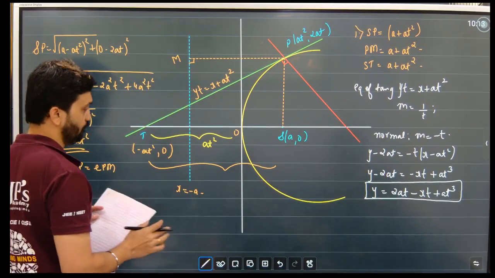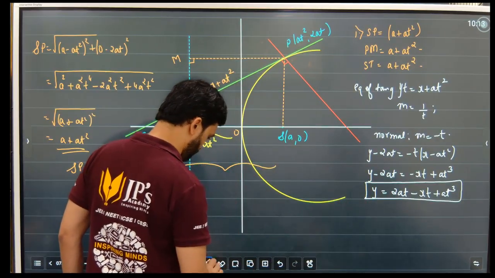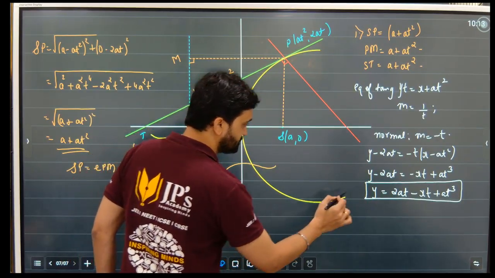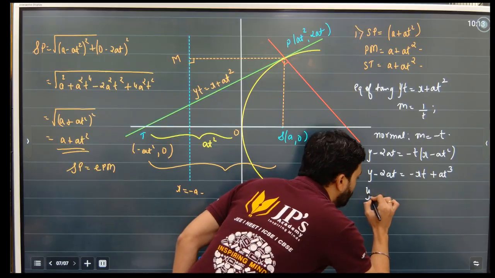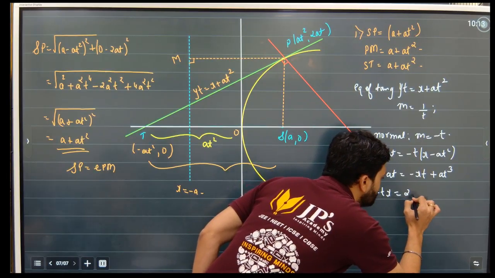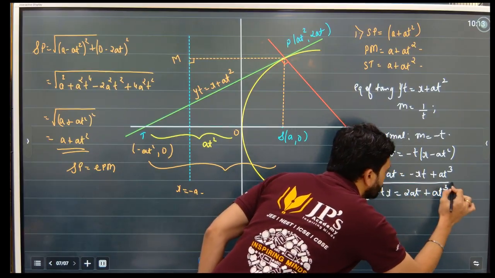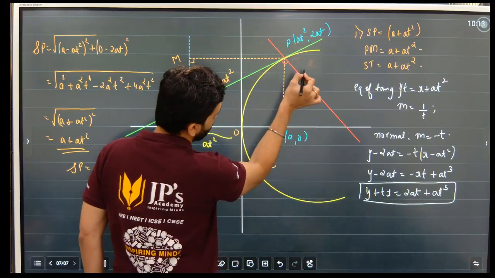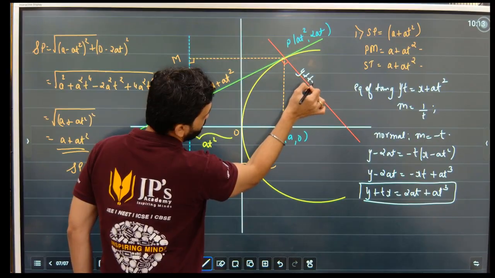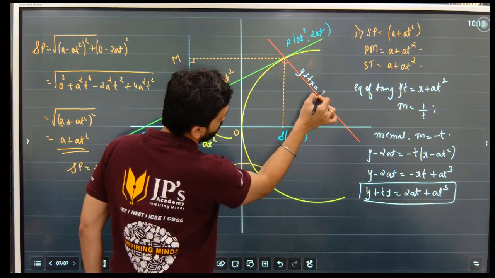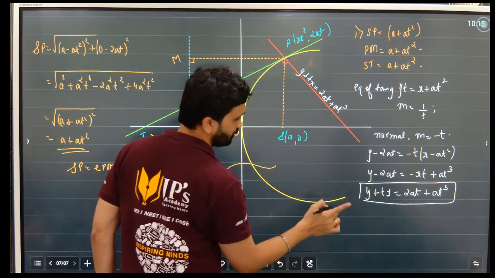So my equation of normal, for your convenience, just write in terms of the positive values. So y plus tx is equal to 2at plus at³. It becomes easier for you to understand this also. So my equation of normal is y plus tx is equal to 2at plus at³.